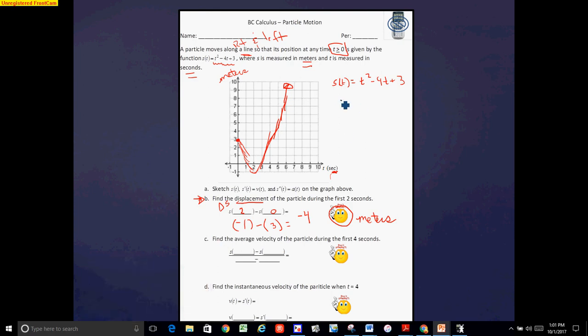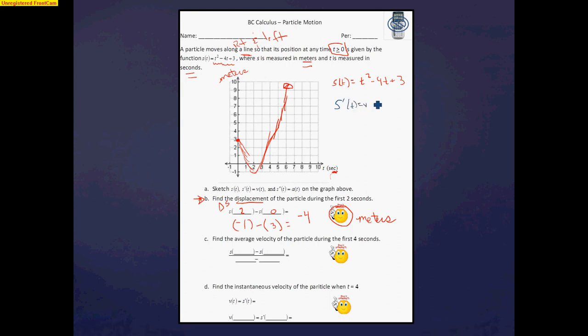Now let me do s prime of t, which is velocity. Power rule, 2t minus 4. That's a linear function. Starts down here at -4. Hits the x-axis where? Yes, at 2. Hey, shocker, that's where the position graph had a horizontal tangent. And increases.